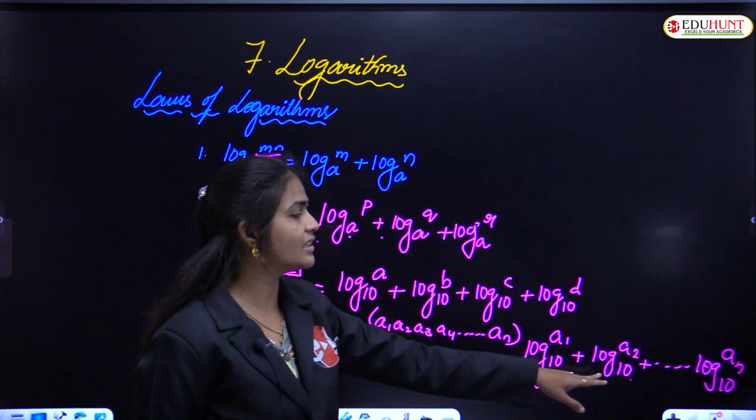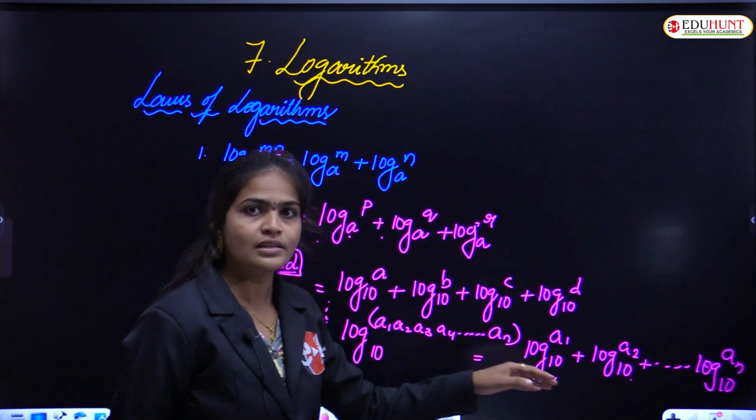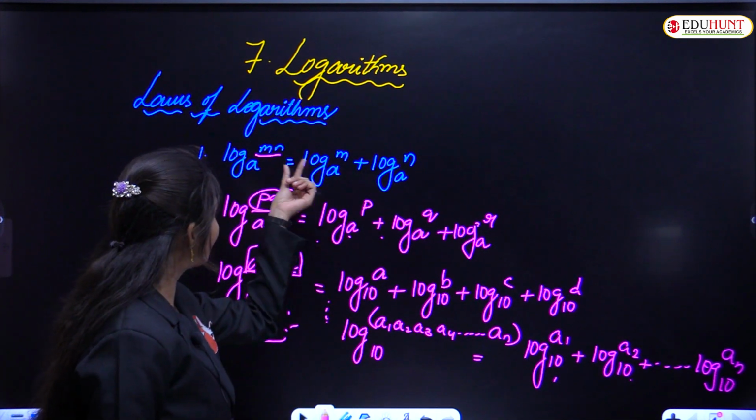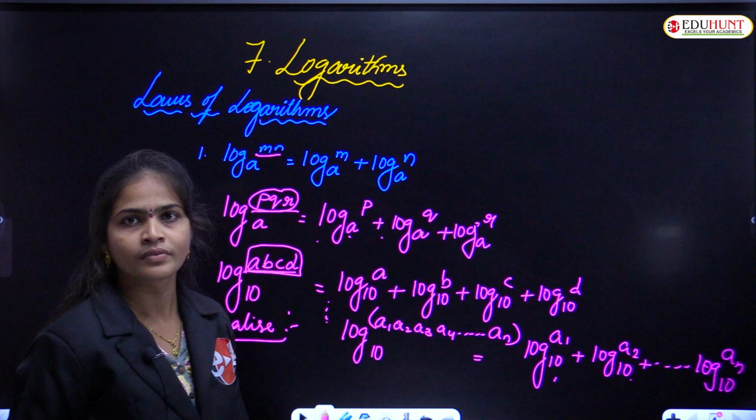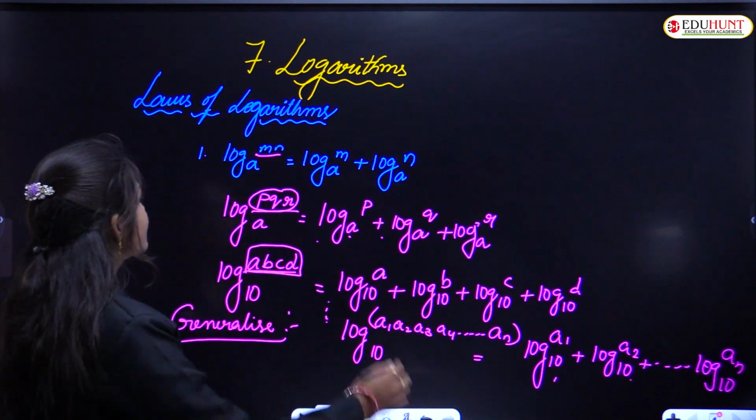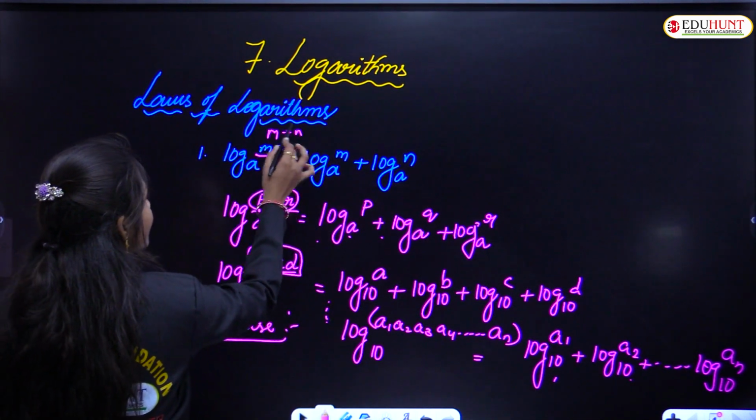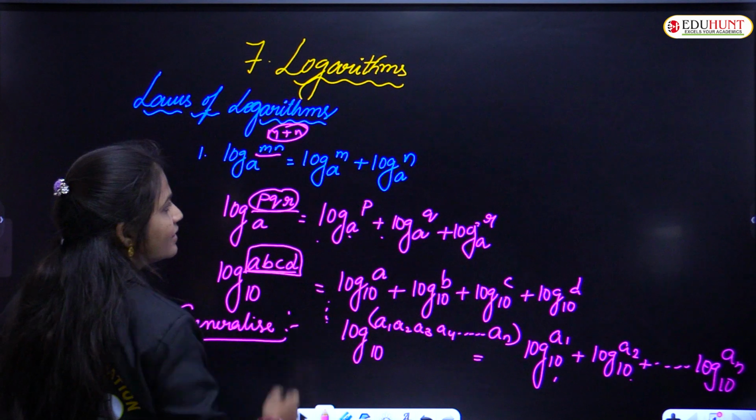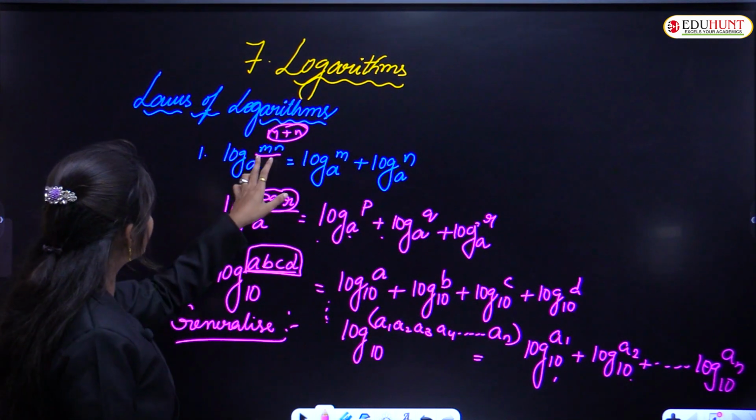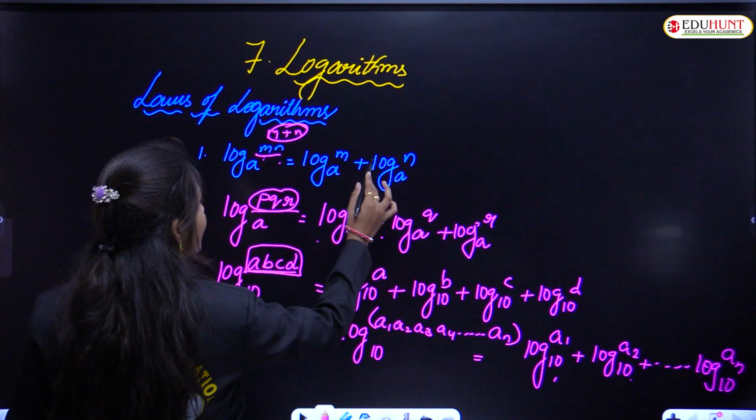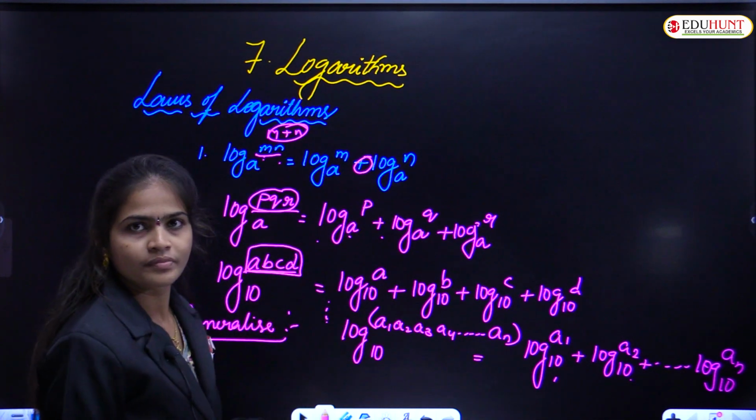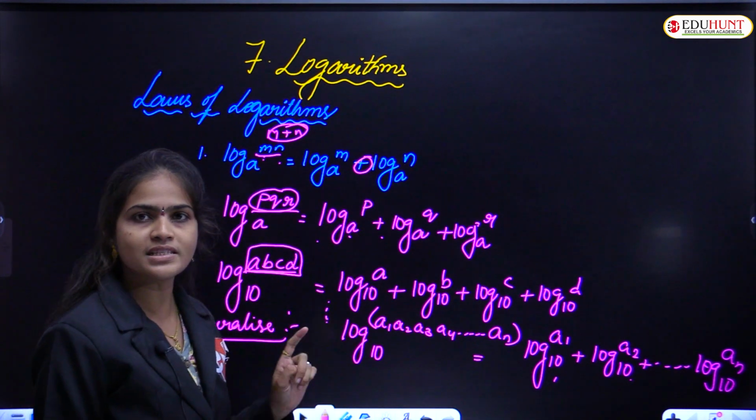Here we are not changing the base values. If the given values are in the form of a product, then only we can write in that addition form. Understood? And here, for example, if m plus n is there, then we cannot write in this form. Just observe that here m and n are both in multiplication, then only we are writing by using addition. Understood? So this is the first law.